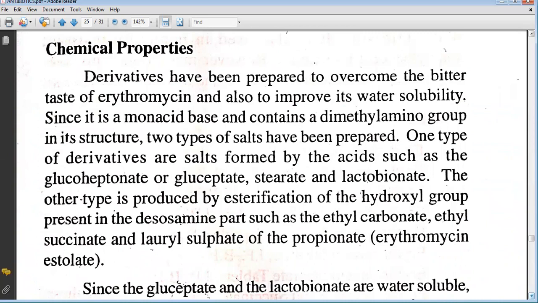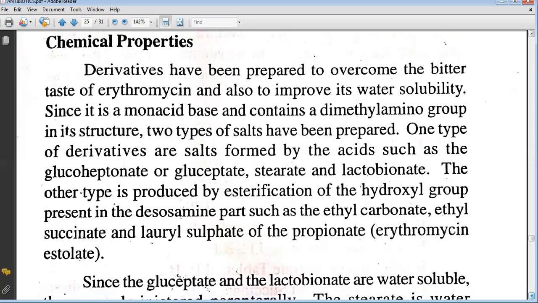Since it is a monoacid base and contains a dimethylamino group in its structure, two types of salts have been prepared. One type of derivative was salts formed with acids such as glucoheptonate or gluceptate, stearate, and lactobionate. The other type is produced by esterification of the hydroxyl group present in the desosamine part, such as the ethyl carbonate, ethyl succinate, and lauryl sulfate of the propionate.